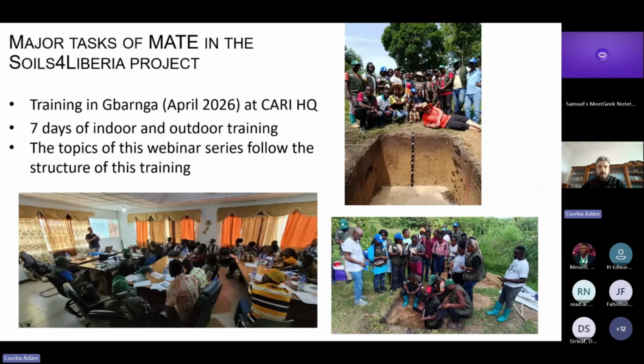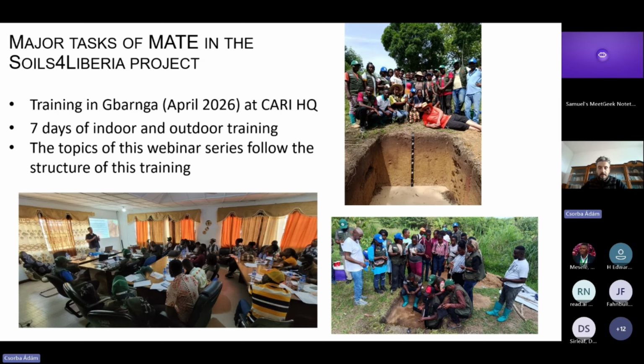One of our most important contributions so far was the training organized in Barnga in April at the headquarters of CARI, since CARI is responsible for the conduction of the and leading the fieldwork. The training lasted 7 days, included both indoor and outdoor components. The photos on the slide that you can see show these two parts of the training.